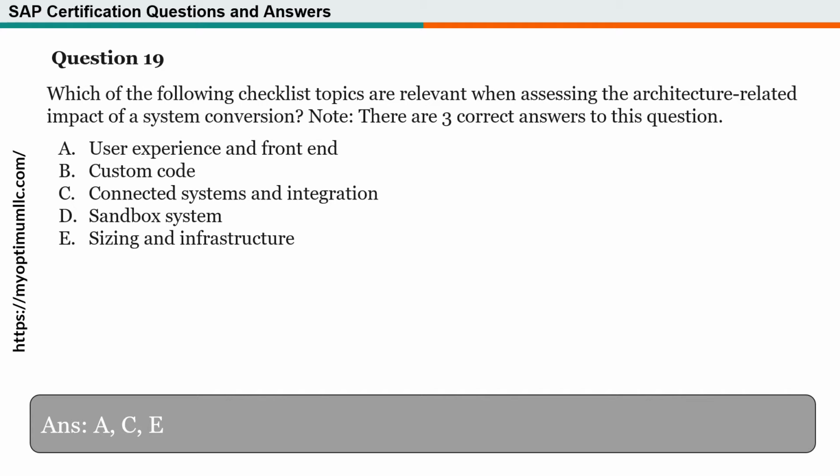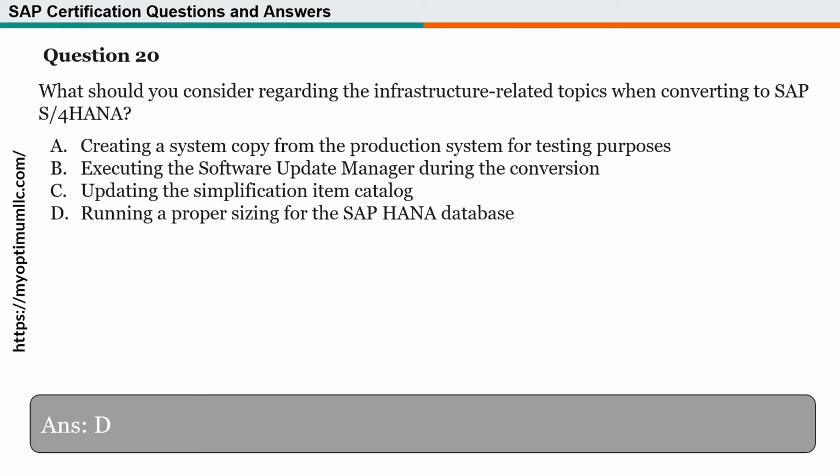A. User experience and front end. B. Custom code. C. Connected systems and integration. D. Sandbox system. E. Sizing and infrastructure. Question 20. What should you consider regarding the infrastructure-related topics when converting to SAP S/4HANA? A. Creating a system copy from the production system for testing purposes. B. Executing the software update manager during the conversion.